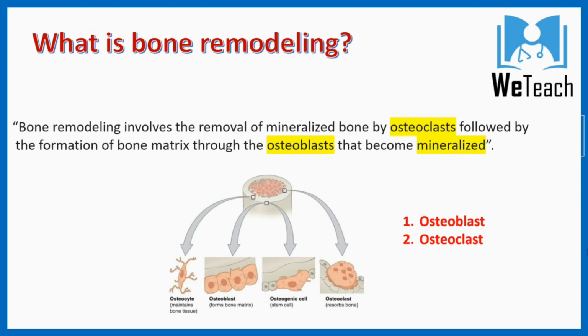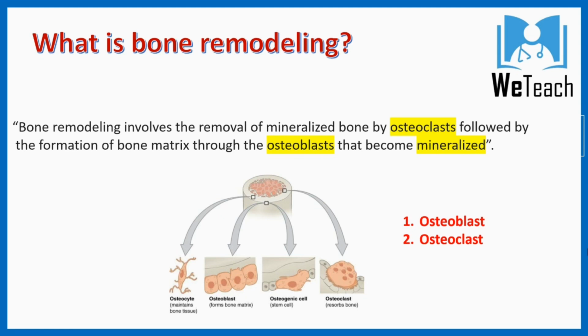First of all, bone remodeling is a process that involves removing the mineralized bone and then forming a new bone matrix followed by mineralization. So it's a three-step process: removal of mineralized bone, then you form a new bone, and then you mineralize the new bone.